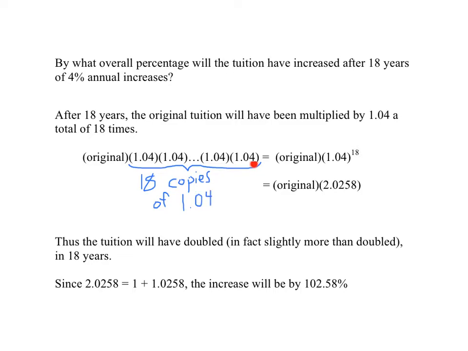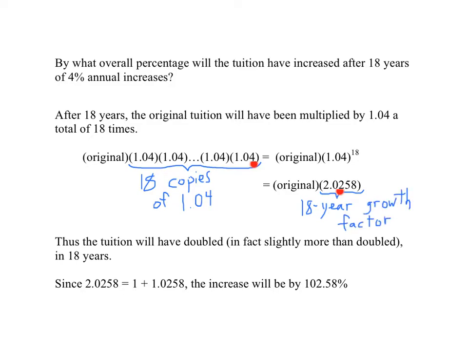1.04. Thus, whatever the original tuition is, it is the same thing at the end of the day, whether we take the original and multiply 18 separate times by the 1-year growth factor, or we take that original tuition and multiply once by the 18-year growth factor. So this 1.04 multiplied together 18 times, so 18 copies of 1.04 multiplied together, that's what we mean by 1.04 to the 18th power. That is, all in one number, the 18-year growth factor.